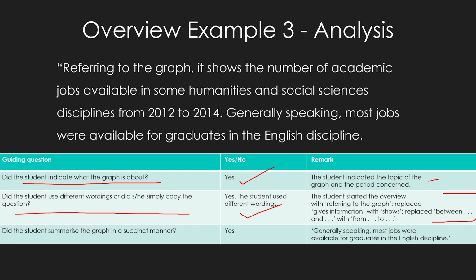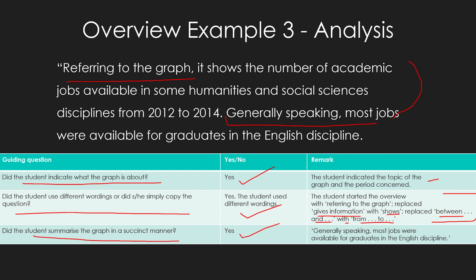So they started out with referring to the graph, that's how they started out. Then they replaced gives information with shows, and they replaced between and with from to. So just look at how this was done and compare that to the question. Finally, did the student summarize the graph in a succinct manner? Yes, they did. See this last bit here?